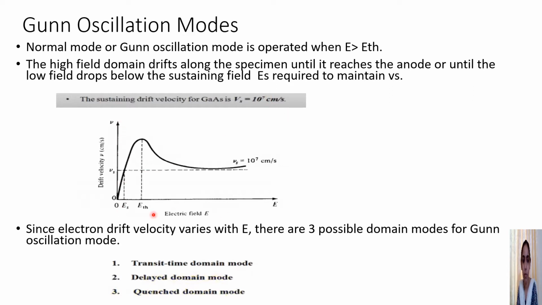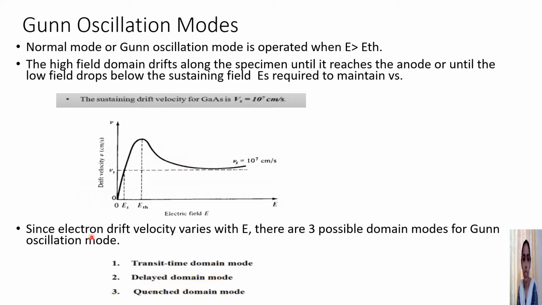So here is a graph between the drift velocity and the electric field, and here both the electric field values, that is the threshold and the sustaining electric field, are shown. So when you apply your electric field greater than the threshold electric field only, we consider the domain to be formed. But make sure that always the sustaining electric field, the minimum value, is there, and if the electric field is going to drop below this ES, our domain is not going to remain.